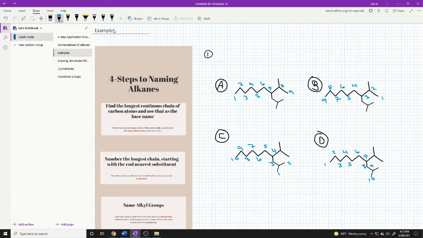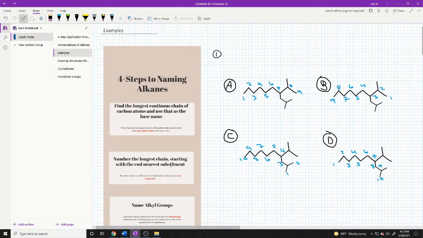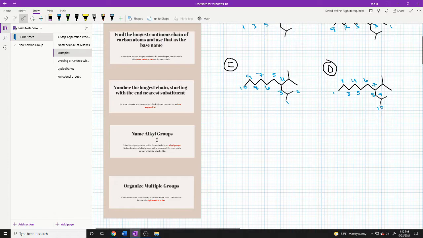And so if we go to the study aid on the right, the prefix for 10 is dec, and since we're dealing with an alkane, the base name is decane. Step 2 for the study aid is to number the longest chain starting with the end nearest the substituent, which we already did. The next step is to name alkyl groups.